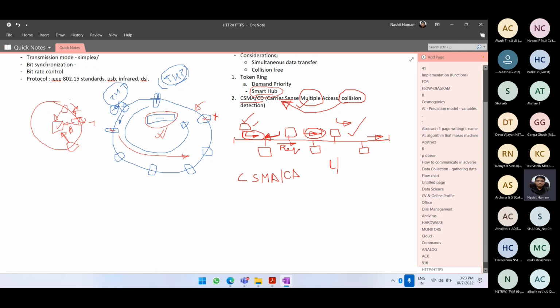Now we have the CSMA CA technology working on wireless networks as well. CSMA technology is normally used in most of my wireless technologies, while token ring and CSMA CD technology were implemented in wired mediums. But later on, CSMA CD was also implemented in many wireless networks as well. But later, CSMA CA technology took it over.